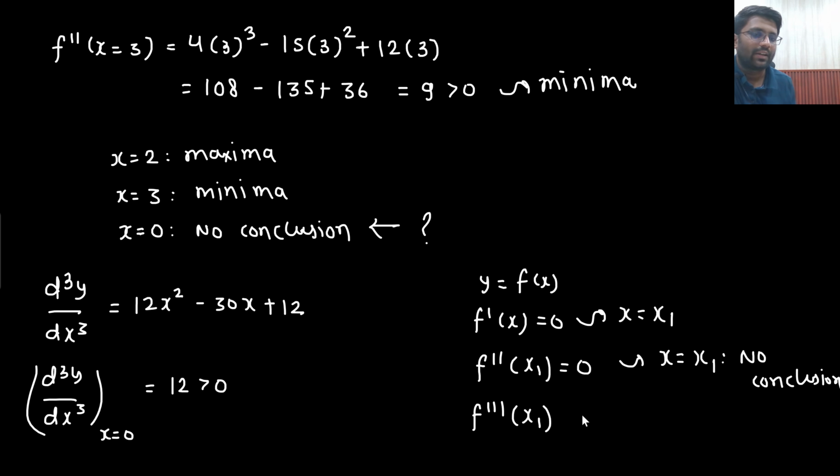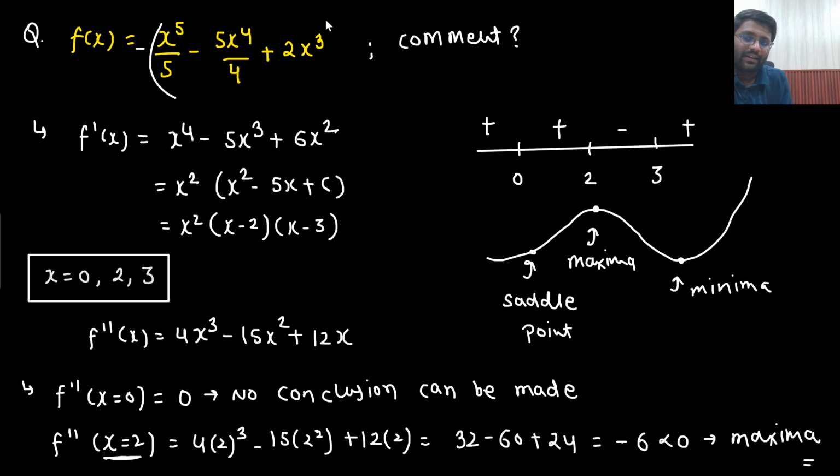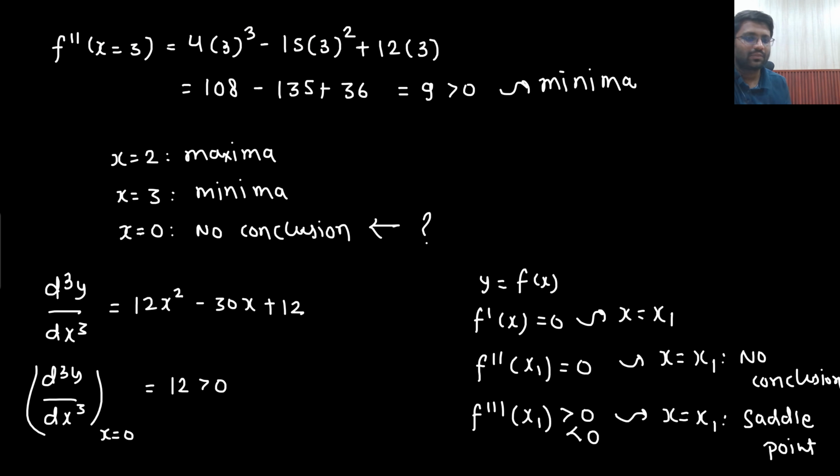Then I put x equals x1 here. Either it could be positive or it could be negative. No matter whether you get it positive or negative, your x equals x1 is the saddle point. If this value was negative, then also it was a saddle point only. Let's say the graph had a negative sign here. Then the answer would come out to be minus 12. Still this x equals 0 will be a saddle point only.